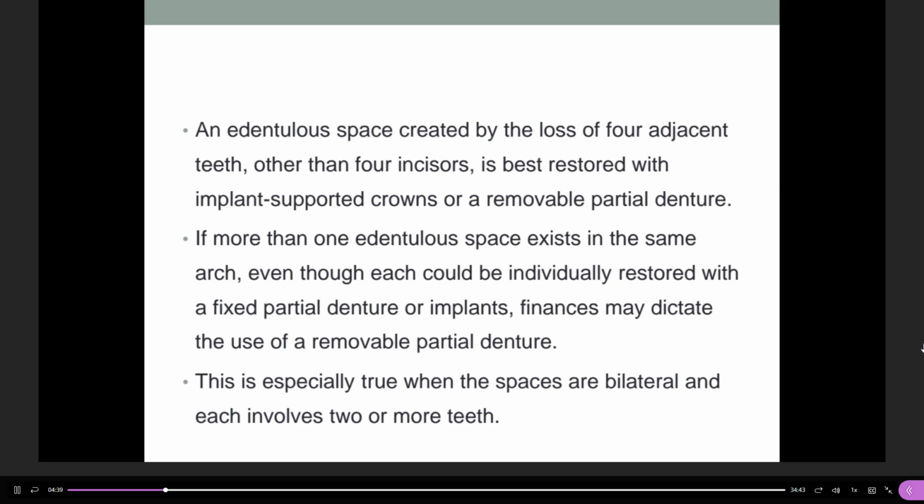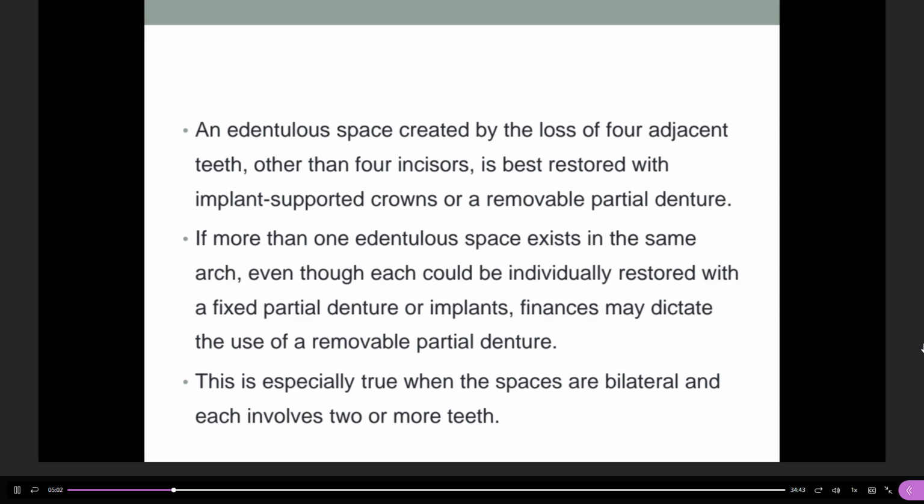So an edentulous space which is created by loss of 4 adjacent teeth other than 4 incisors is best restored by implant or a removable prosthesis. What does it mean here? If you have a patient with missing centrals and laterals, you can give a fixed prosthesis, but anything more than that, when the canines are also missing, you should consider removable or an implant prosthesis.